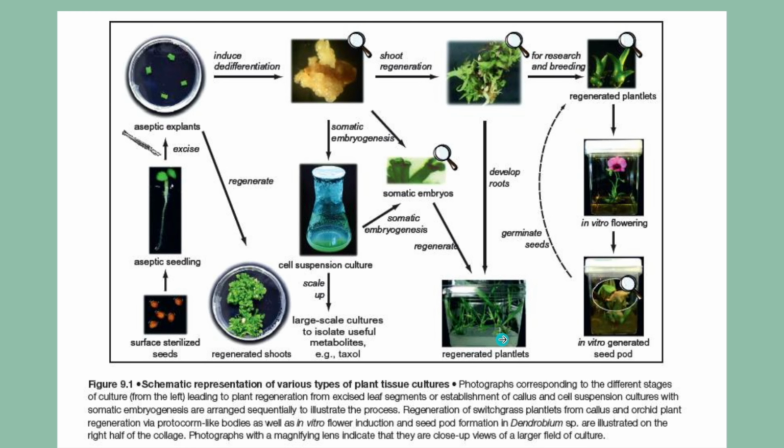Then you can directly produce a new plant. Just small pieces of leaf only. So they have many techniques. This is the overall basic principle of plant tissue culture.